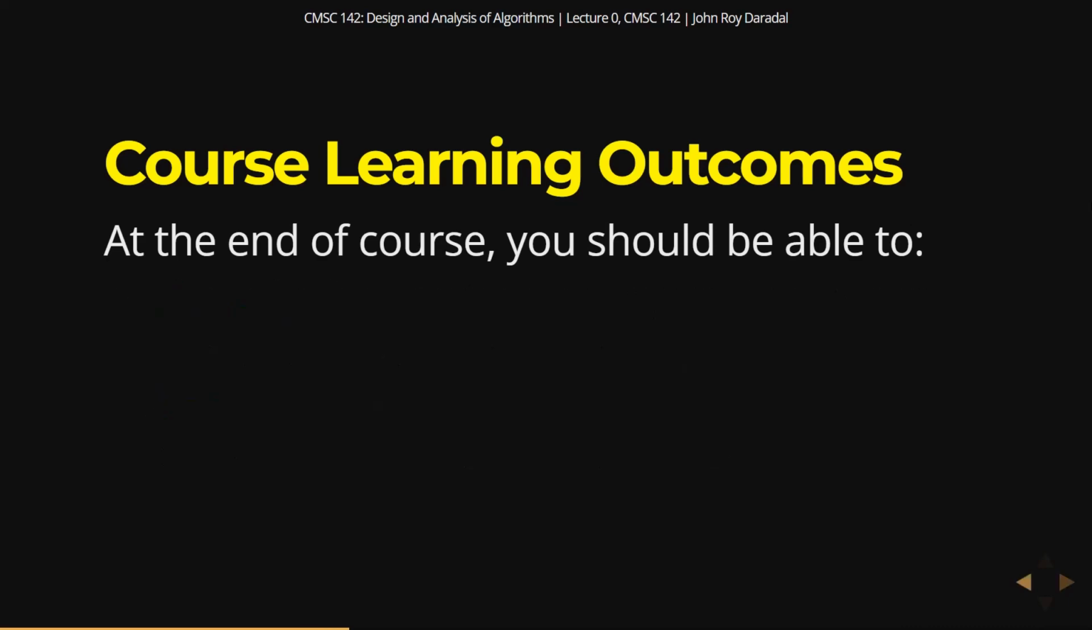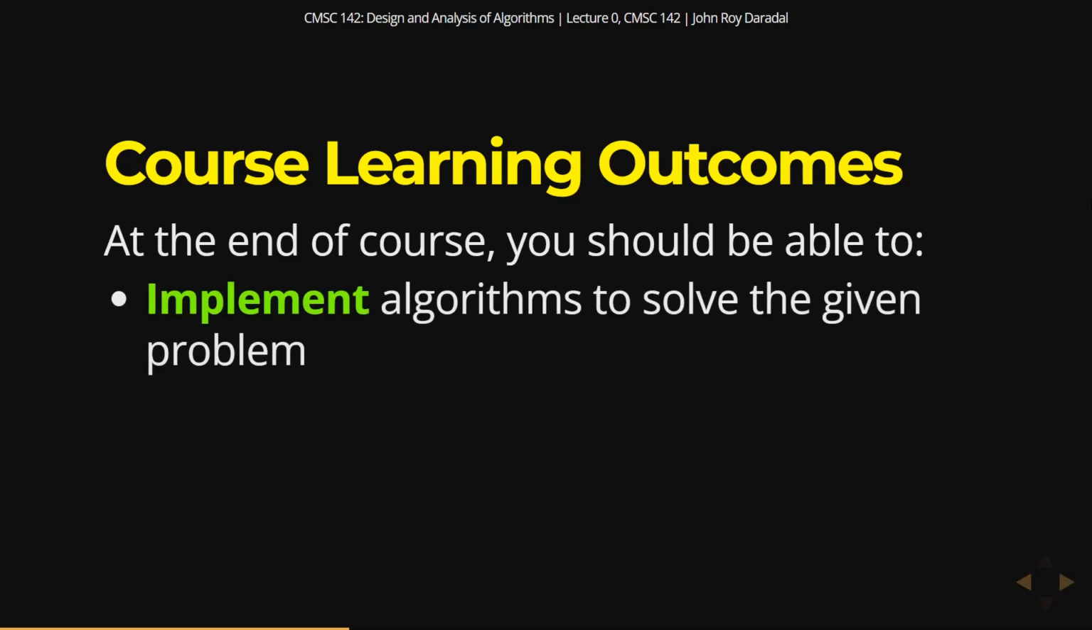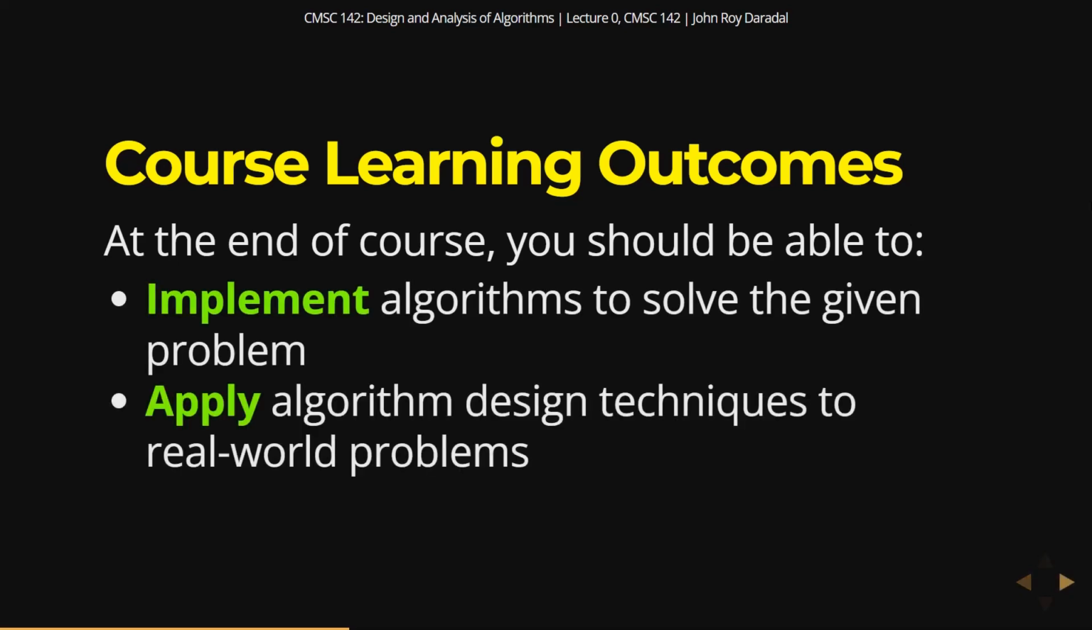Now for the lab part, you should be able to implement algorithms to solve the given problem and apply algorithm design techniques to real world problems. So this will come in the lab component of the ComSci 142. Implementation and application of algorithm design techniques. So we added the lab component for the algorithms course so that you can also try to code and implement the algorithm ideas that you learn from lecture. Okay, so those are the course learning outcomes for ComSci 142.